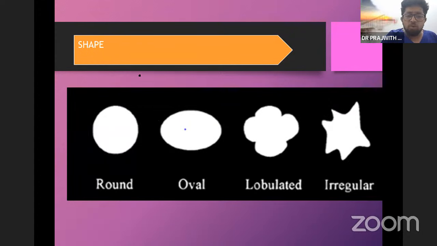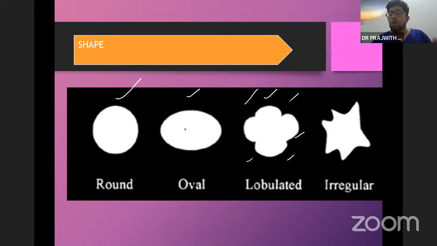Whenever there is a round shape, more like a cyst will usually have a round shape. An oval shape will usually be a benign lesion, like a fibroadenoma. Whenever there are lobulations, your chances of malignancy slightly increase. But if it is irregular in shape, very high chance of malignancy. So round shape, usually cystic lesions or fibroadenoma, but most commonly cystic lesions. Oval lesions, more commonly fibroadenoma kind of benign lesions. Lobulated lesions, chances of malignancy cannot be ruled out. Irregular lesions, very high chance of malignancy. This is how the shape helps us.